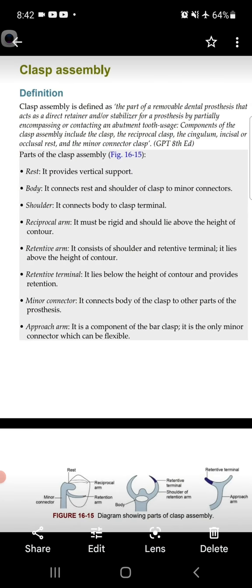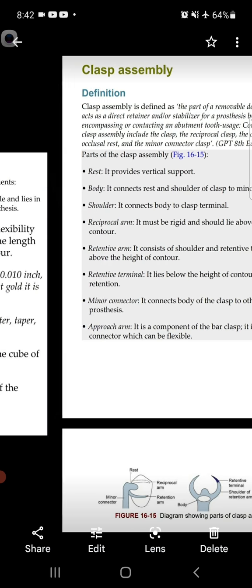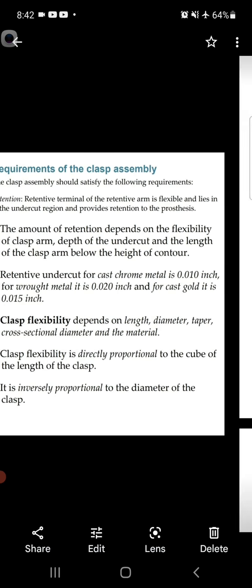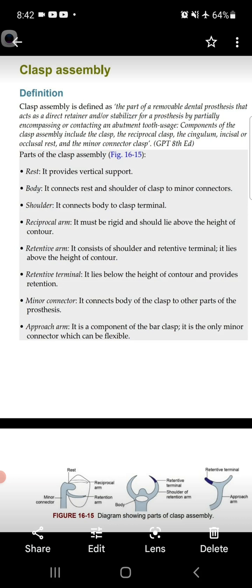Now come to the detail of extracoronal retainer, which is clasp assembly. Now we will discuss first the definition of clasp assembly, then parts of clasp assembly, then requirement of clasp assembly. First, definition of clasp assembly. What is clasp assembly? Clasp assembly is defined as the part of a removable dental prosthesis that acts as a direct retainer or stabilizer for the prosthesis by partially encompassing or contacting an abutment tooth.